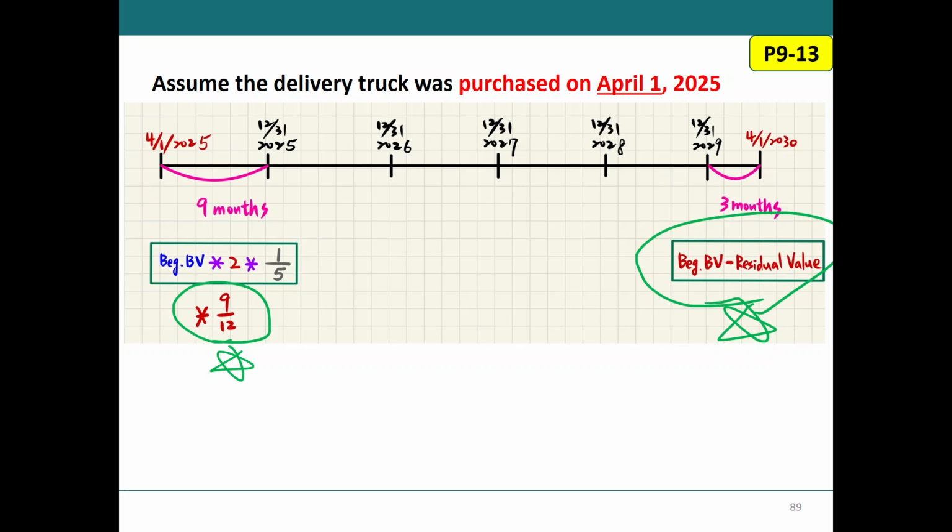When you buy the PP not on the first day, January 1st, you should be very careful about your first year and last year. How to get the number for your first year and last year.